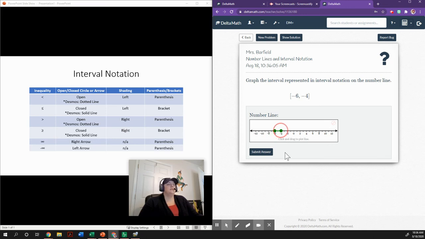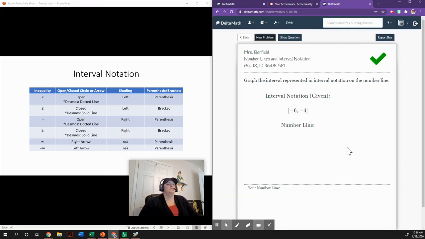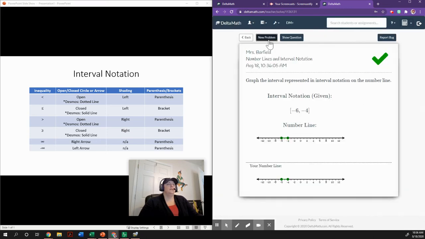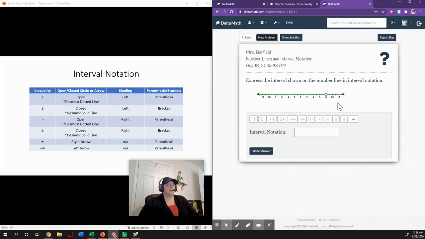-4, -6 to -4. Okay, bracket. Bracket should be closed. I have a bracket on this side, bracket, doesn't matter where I'm at. Bracket should be closed circles. Submit my answer. Yes, we're good. Okay. All right, good. I was hoping another one would cycle back through here because hopefully you're getting the idea.